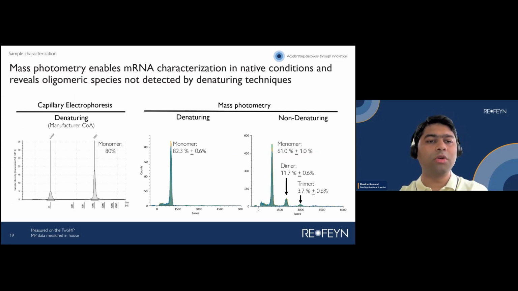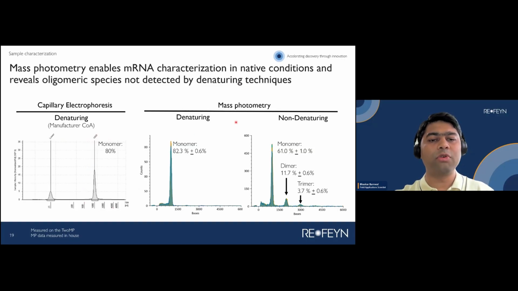Well, we can also analyze RNA apart from proteins. We can also analyze the nucleic acids, as mentioned before, like DNA and RNA. Here I have taken an example of RNA. Usually capillary electrophoresis or HPLC assess the mRNA purity in reducing and denaturing conditions, versus mass photometry where we use native conditions. So you can see the manufacturer's certificate of analysis here, and the monomer percentage of RNA is around 80%, as you can see here.